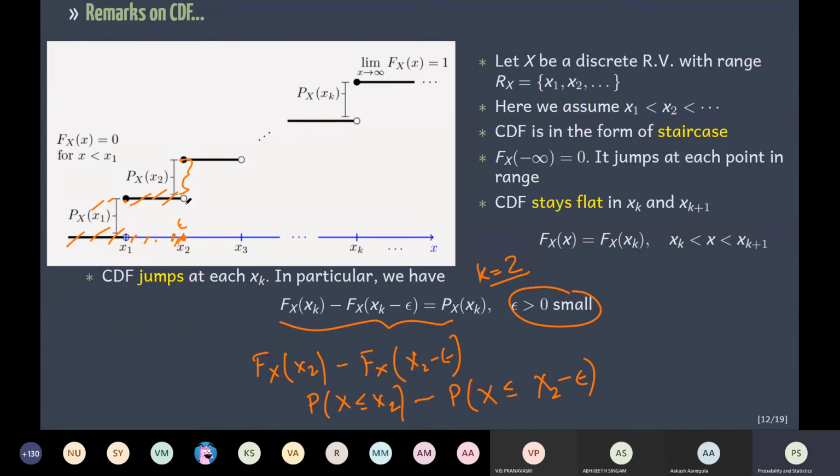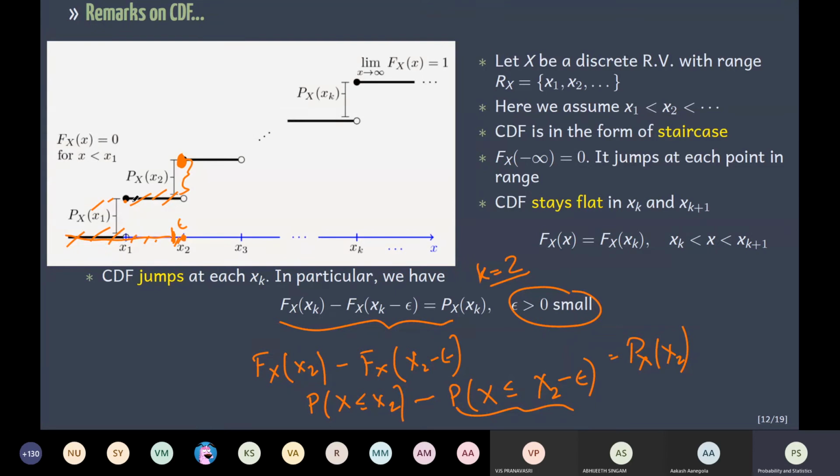Okay, so the probability of x2, and then the probability of all x less than or equal to x2 minus epsilon, from here onwards. So this will turn out to be the probability that X is x2, just the point value that you have here.